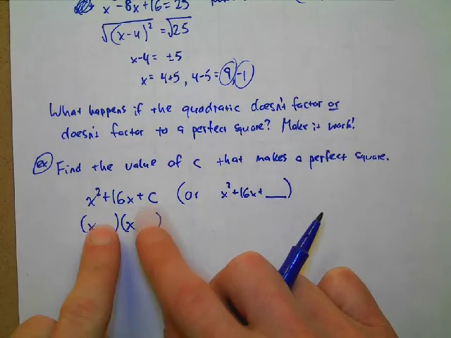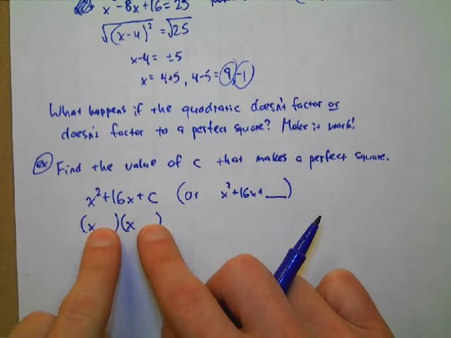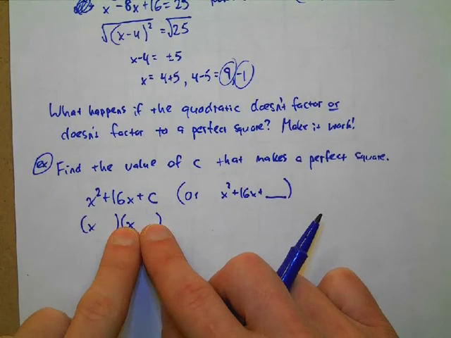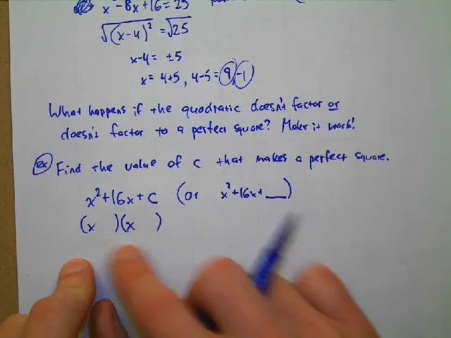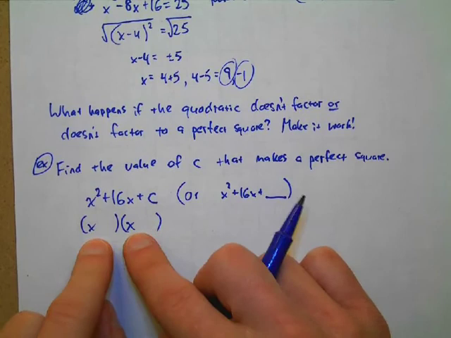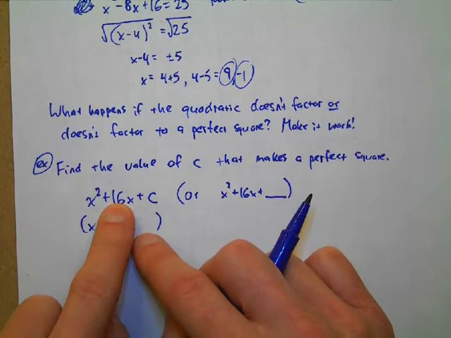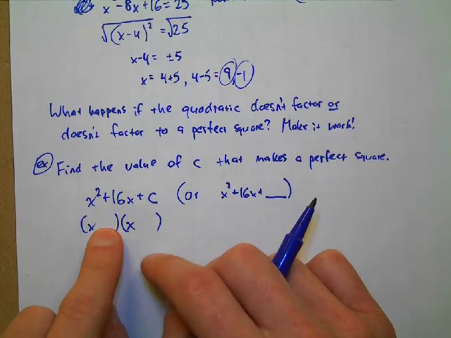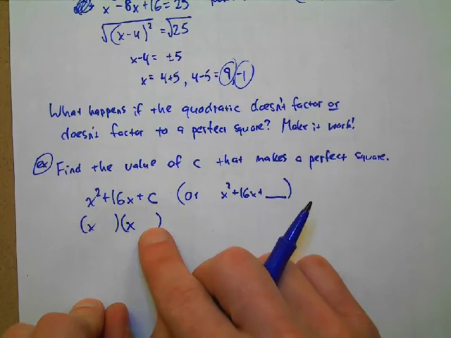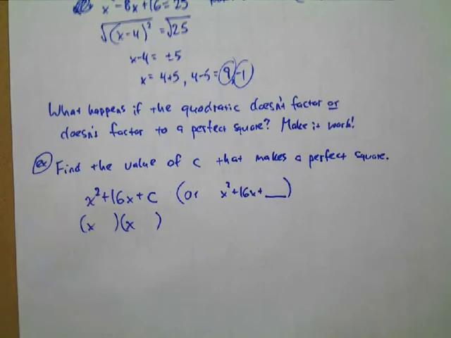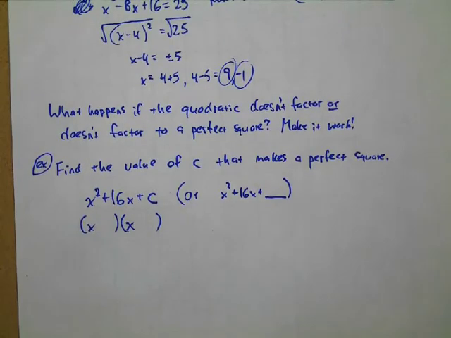These two numbers will also do something else, though. This number right here will multiply with this x, and this number right here will multiply with this x, and together they will have to add up to make what? 16, the middle term, right? So this mystery number times x plus this mystery number times x, together will have to combine to give us that 16. So at least you have a goal there.